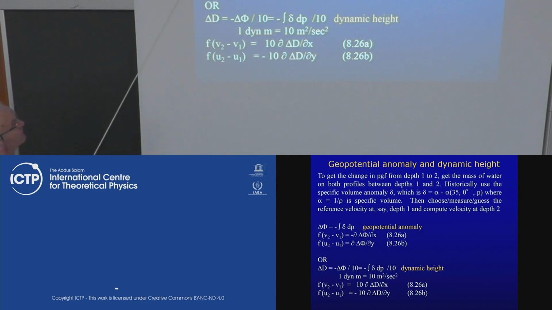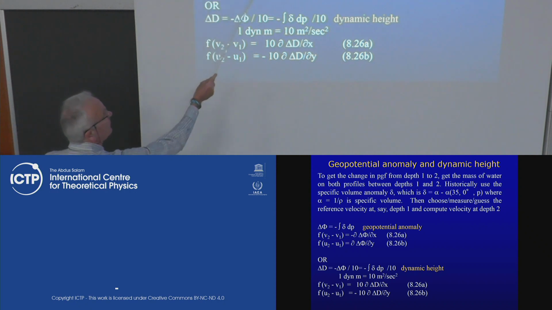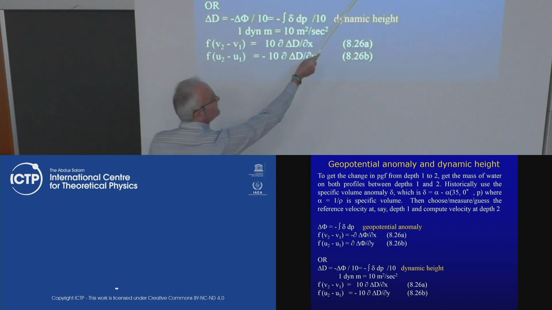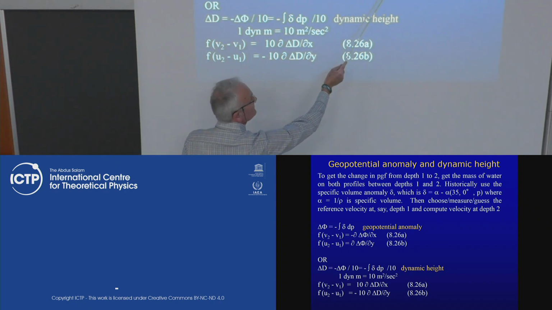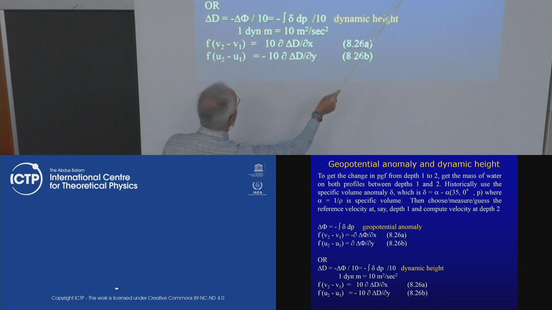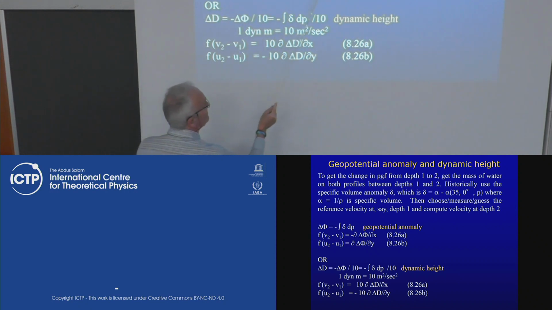Okay, so to get the change in pressure gradient force from depth 1 to 2, get the mass of water of both profiles between depths 1 and 2. So we have to get the density between the two depths. Historically, we use the specific volume anomaly, which is the specific volume anomaly at 35 parts per thousand, zero temperature and pressure P, where alpha is 1 over rho, the specific volume. Then choose, measure, or guess the reference velocity at, say, depth 1 and compute the velocity at depth 2.